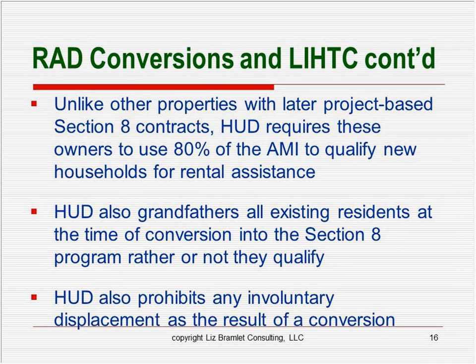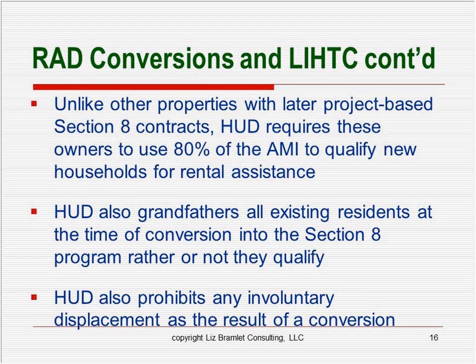Like other properties with project-based Section 8 contracts, these projects that are converting to Section 8 through RAD are required to use an income limit of 80% of the AMI. So these are definitely originally signed in the post-81 universe. These owners are told to use 80% of the AMI to qualify folks for Section 8.